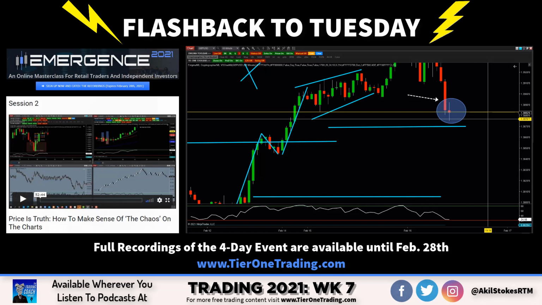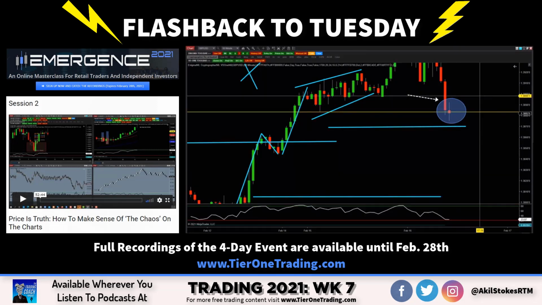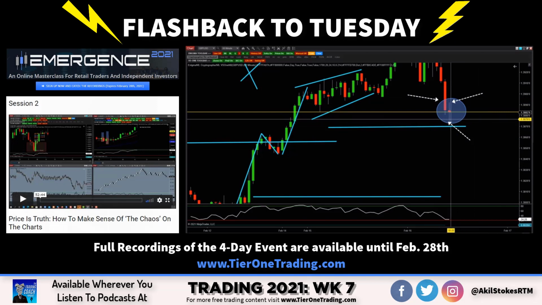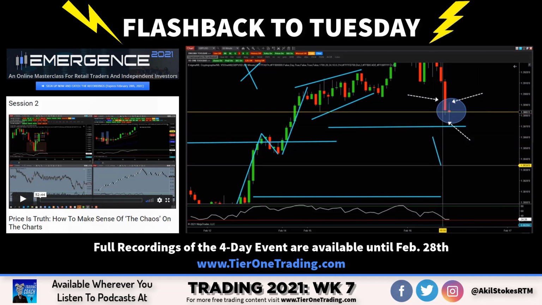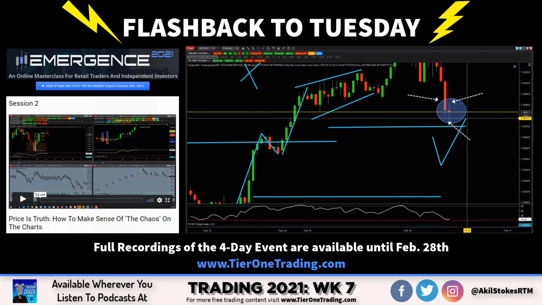Or some may call it a spinning top as well. This is a sign of indecision. So you see the wicks to the top, the wicks to the bottom. This tells us that at one point, the sellers pushed it down. At some point, the buyers pushed it up, and we're currently trading right in the middle. So this is that battle we were talking about, right? Buyers and sellers duking it out.